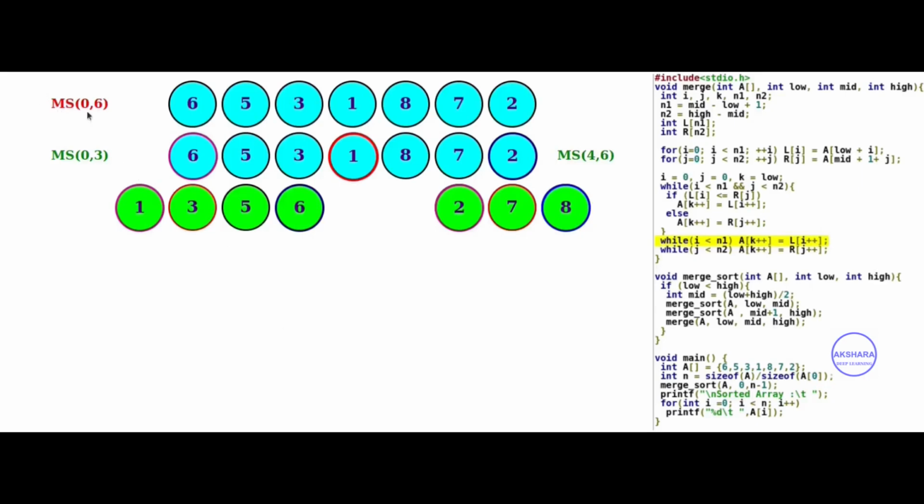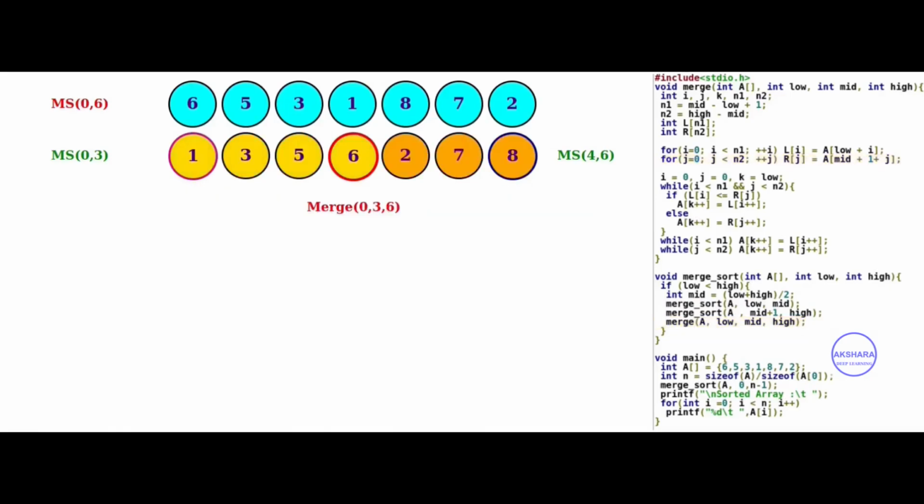Control will be transferred to merge sort of 0 comma 6. Here the first two statements, merge sort of 0 comma 3 and merge sort of 4 comma 6, are completed, which means within the lower subarray all the elements are in sorted order. Within the right subarray all the elements are in sorted order. So we need to merge this lower subarray and higher subarray in sorted order. So this merge function will be called.